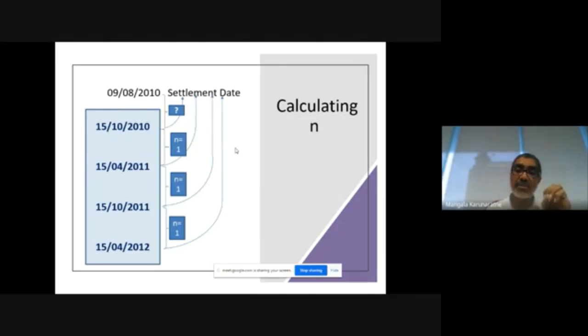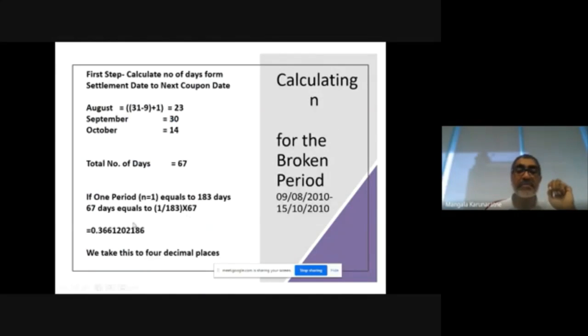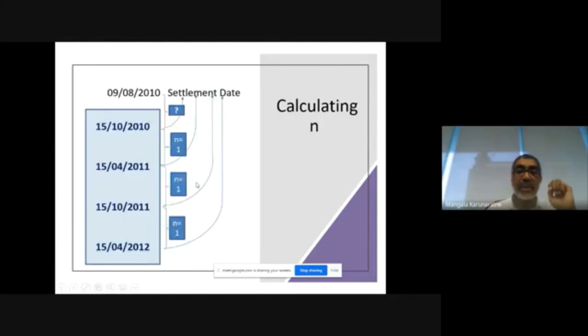So 1 divided by 183 days, then you get 1 day in figure. Then you multiply it by 67, then you get 67 days in figure. So 67 days in figure is 0.3661, right? So we go back to this.